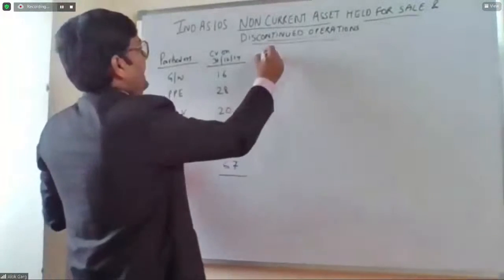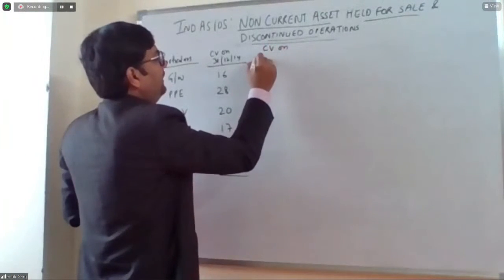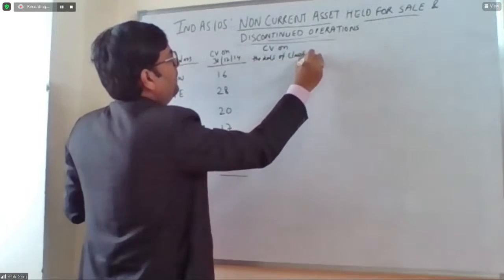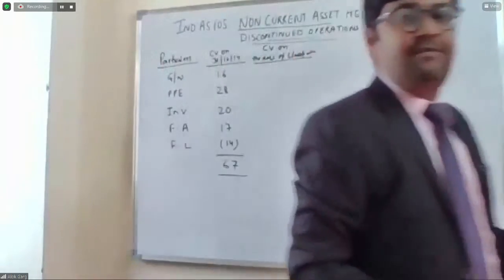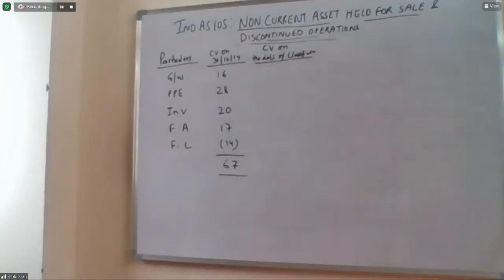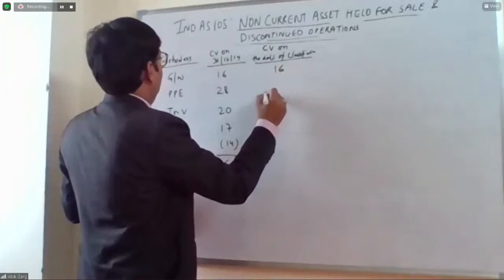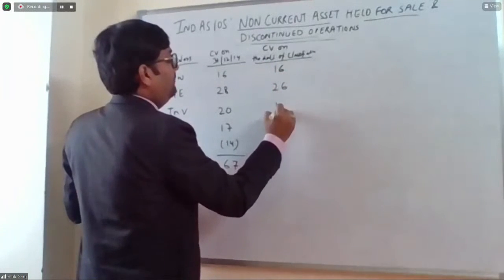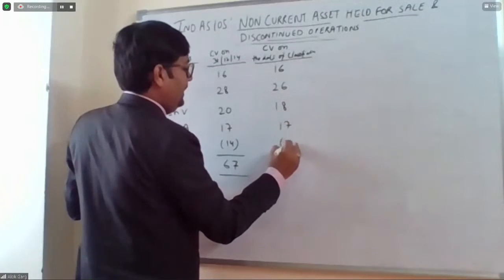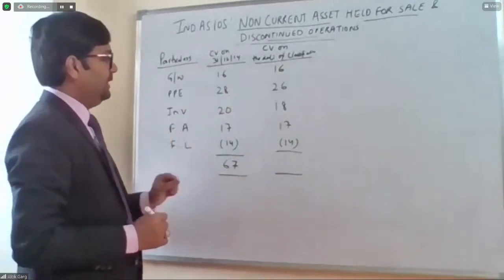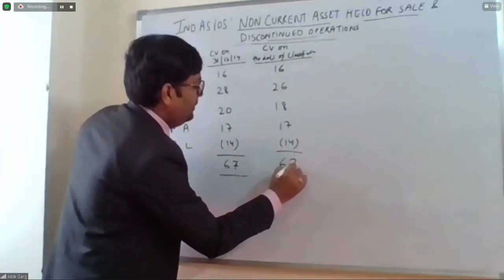Carrying value on the date of classification. What is the carrying value on the date of classification? For goodwill nothing is given, it is 16. For PPE 26 is given. For inventory 18 is given, then 17 and 14. So what is the total? The 2 and 2 have been deducted, minus 4, so it means it is 63 million.